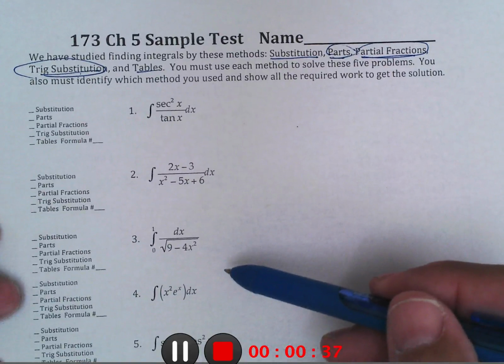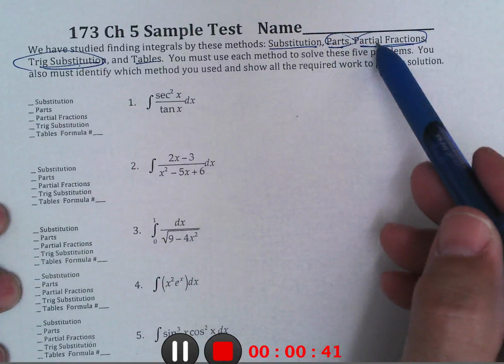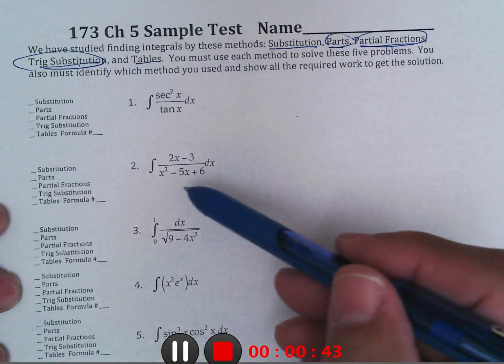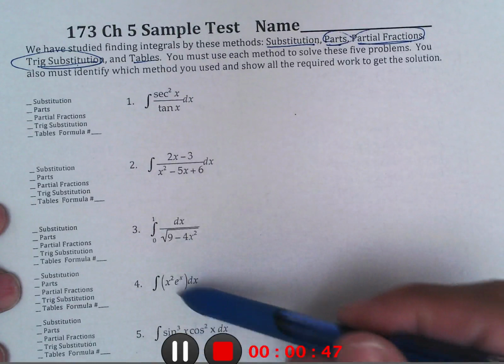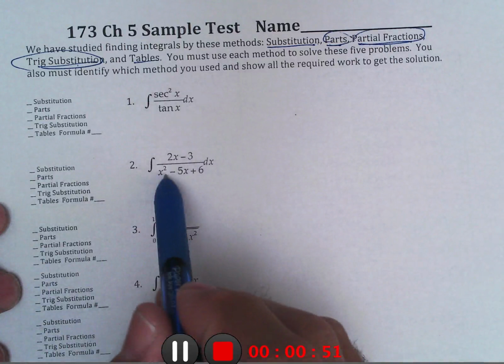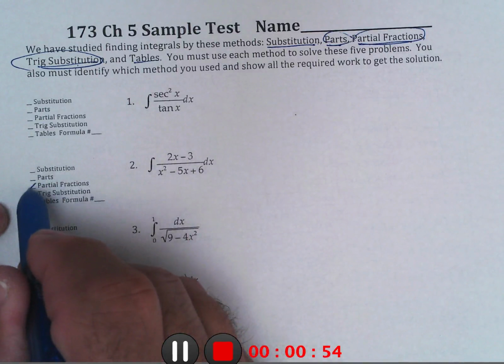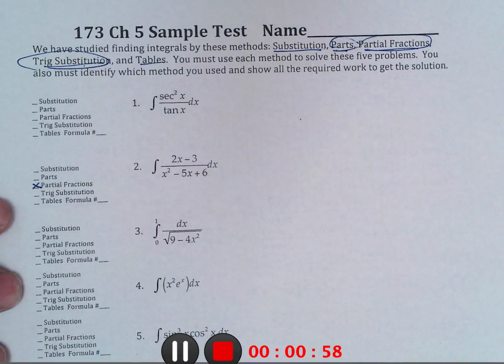So let's look at these. Let's see. By partial fractions, I want to be able to factor the denominator and make fractions out of it. Well, no denominators that factor here except for this one. So this looks like it's my partial fraction option. So I'm marking that. So I'm going to do this one by partial fractions.